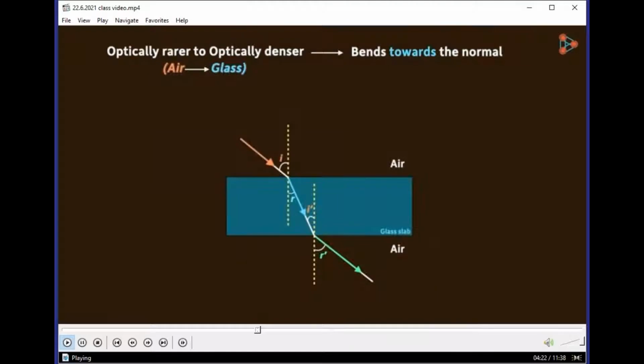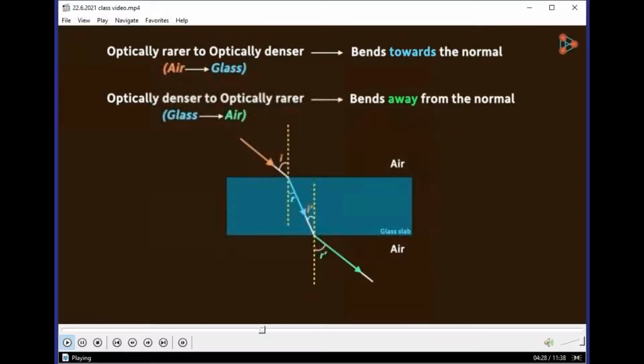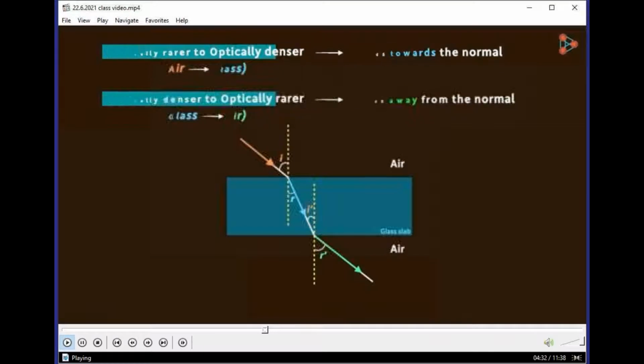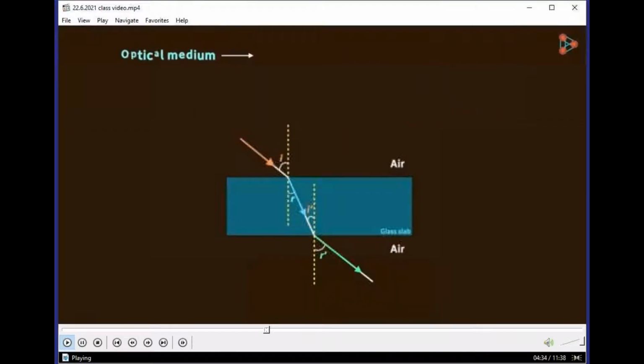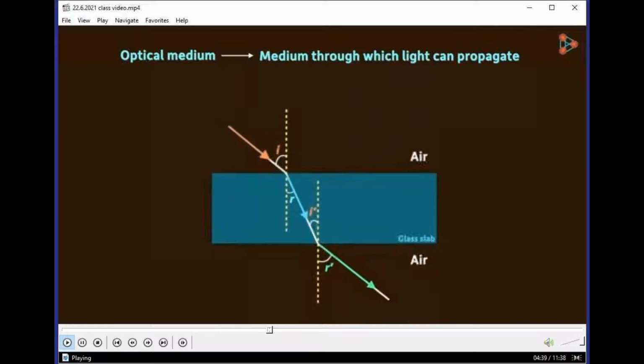And when the light travels from an optically denser medium to an optically rarer medium, it bends away from the normal. What do we mean by optically rarer and denser mediums, by the way? An optical medium is a medium through which light can propagate. Since both air and glass are transparent, light can pass through them. So, both of them are optical mediums. What about rarer and denser?